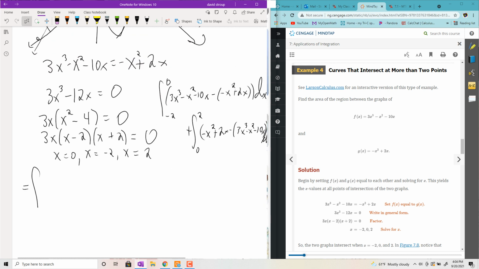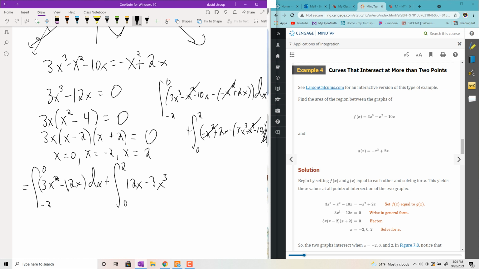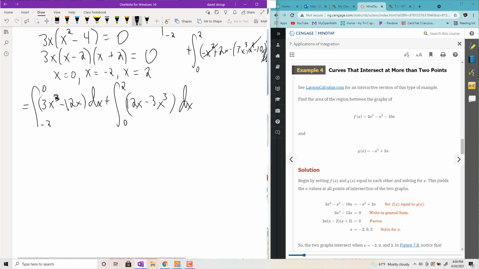Okay, so let me simplify this deal. So going from -2 to 0, 3x cubed, the x squares will cancel out, and then you have -10 minus 2, so -12x dx, and then plus this other integral from 0 to 2. The x squares are going to cancel again, and you're going to get 12x minus 3x cubed. So this should be a 3x cubed. Sometimes it's a cube on there. And then dx. And then we should be able to power rule it.